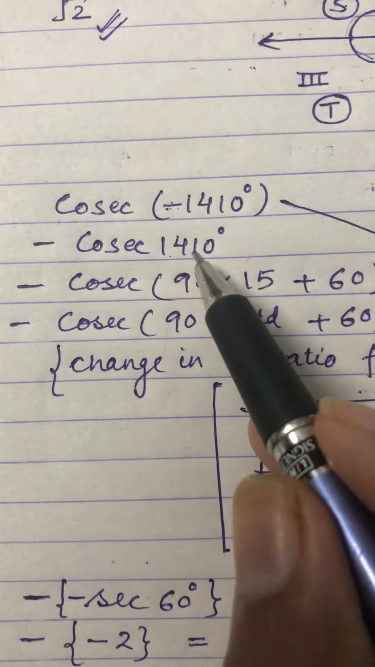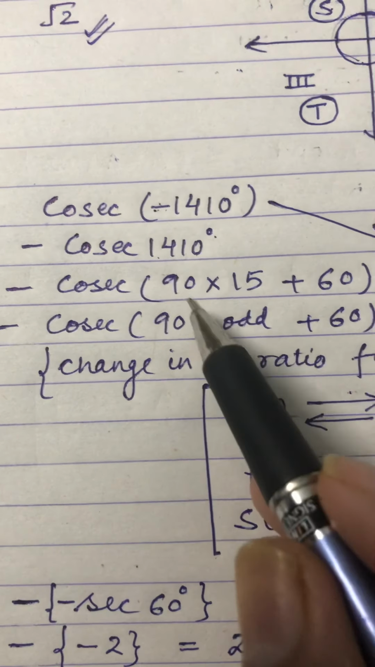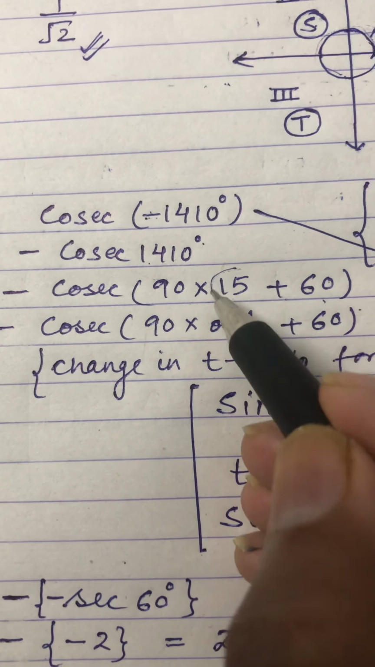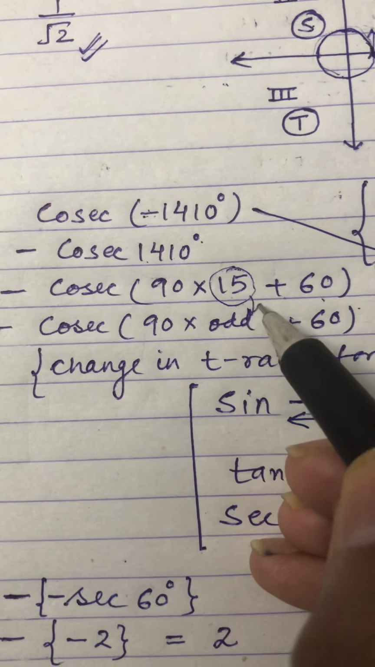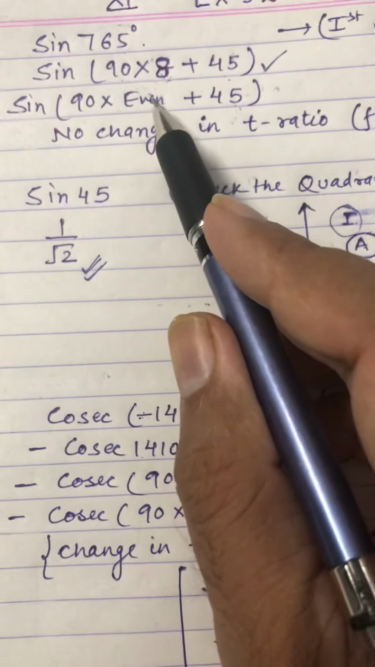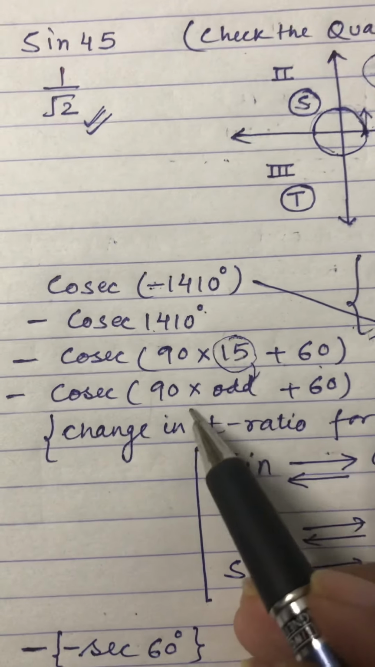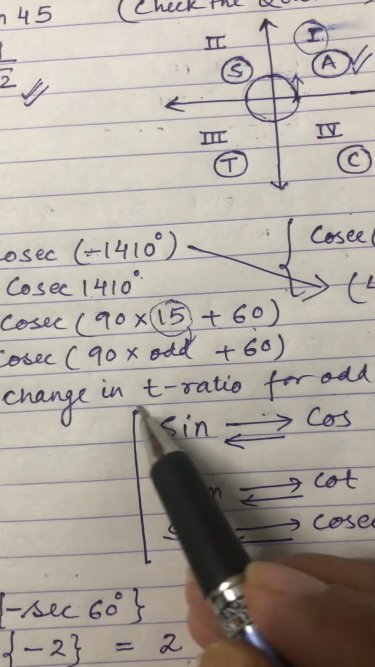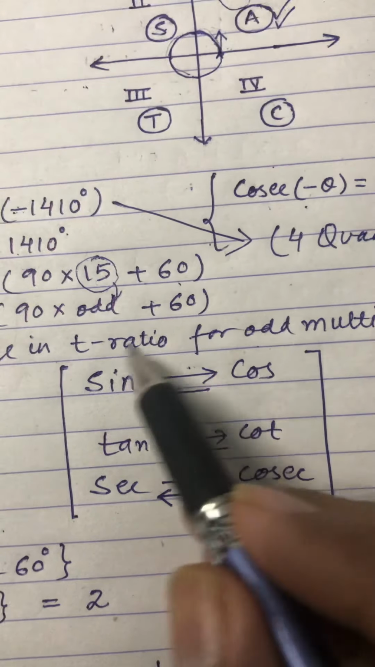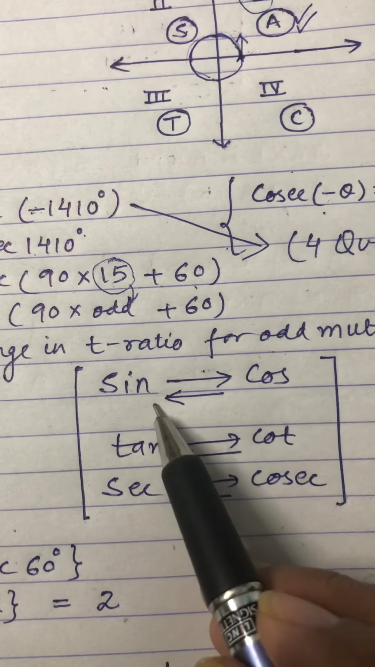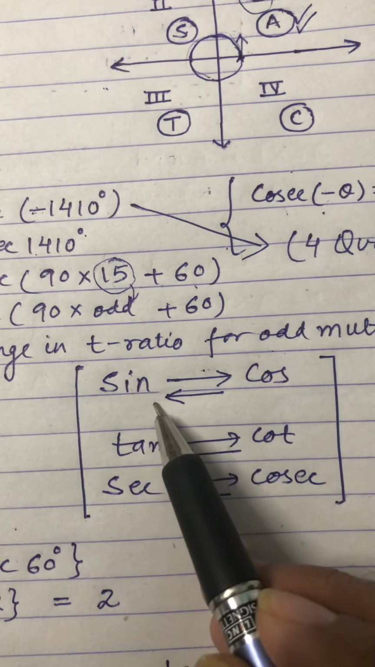Now the angle is 1410 degree. If you divide it by 90, you will get 90 into 15 plus 60. Now here the multiple of 90 is an odd number. I have told you when the multiple is an even number, there is no change in the trigonometric ratio. When the multiple is odd, the trigonometric ratio will change. I have written the chart: sine converts into cos, cos into sine, tan into cot, cot into tan, sec into cosec, and cosec into sec.